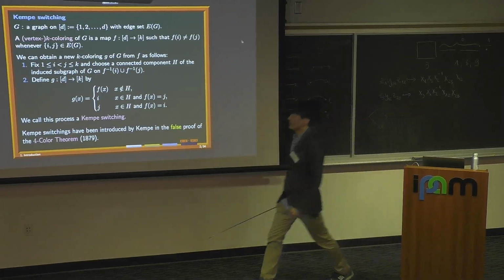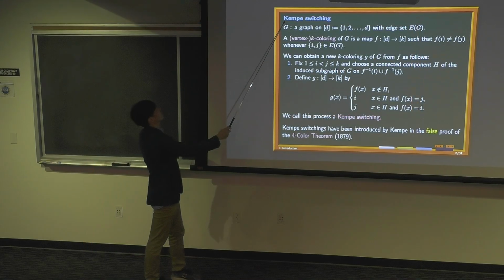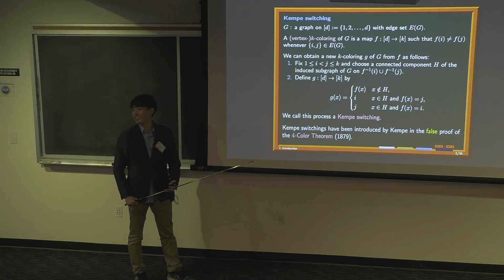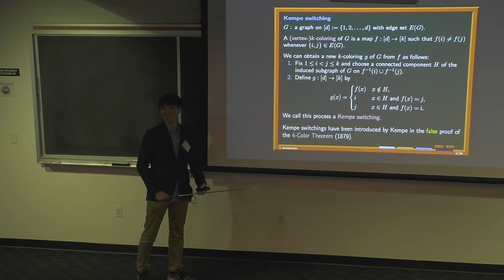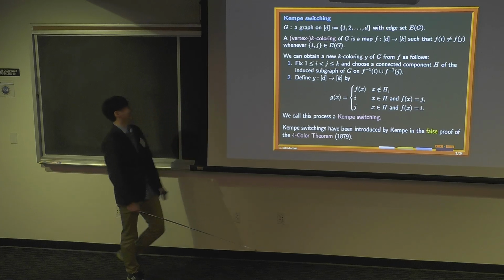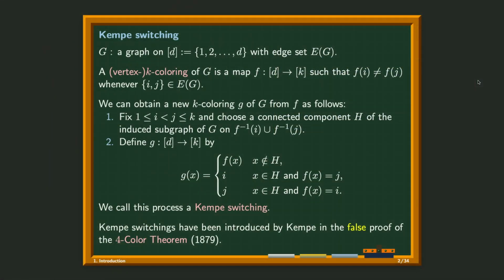So first I want to explain some classical and important notation in graph coloring theory. We say this notation is called Kempe switching. Do you know Kempe switching? Do you know the four color theorem? This Kempe switching first appears in the false proof of the four color theorem.